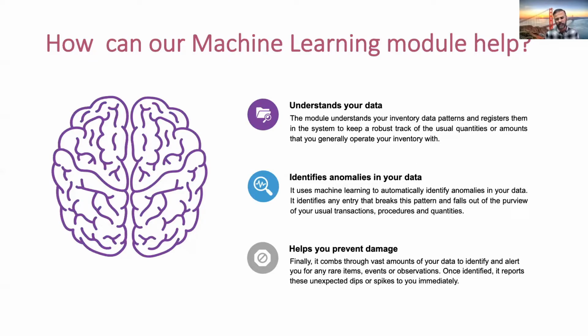How does it work? It essentially understands the data in your system. It understands the patterns of your transactions, and it tries to find if you do the next transaction, whether it is in line with your pattern or not. The term we use is whether it's anomalous or not.